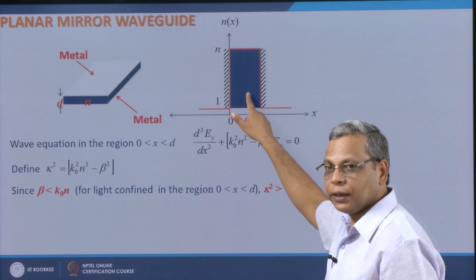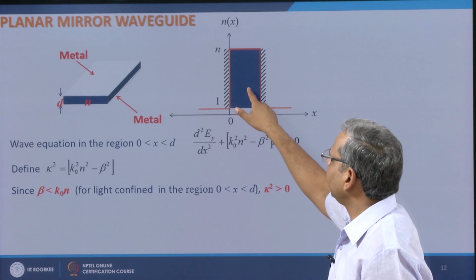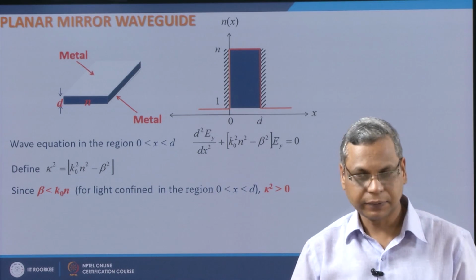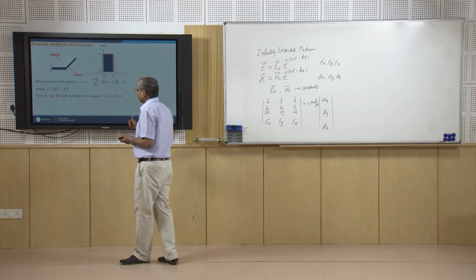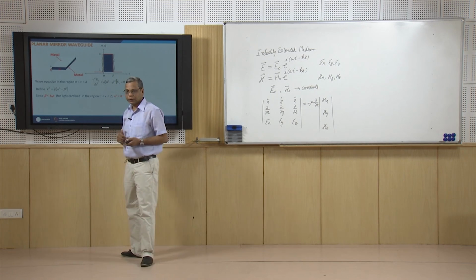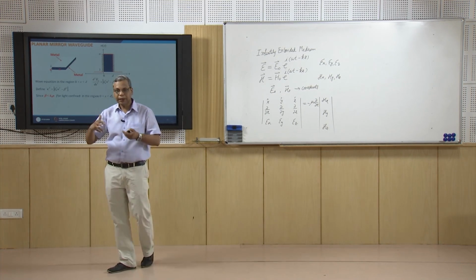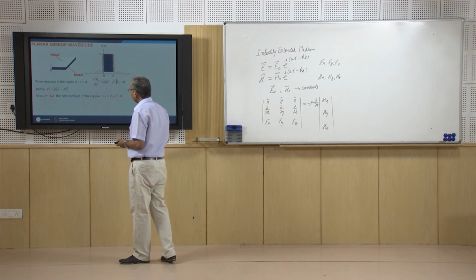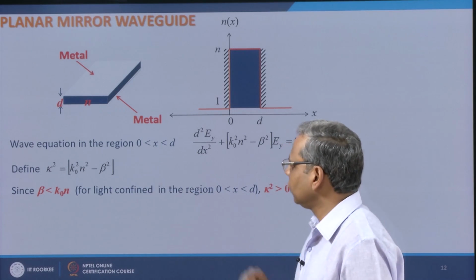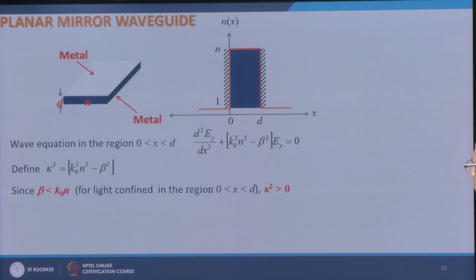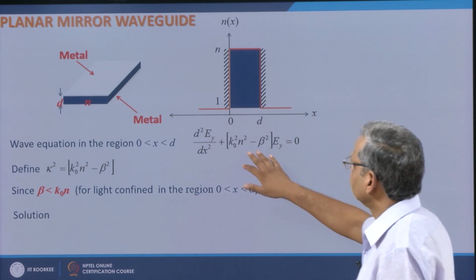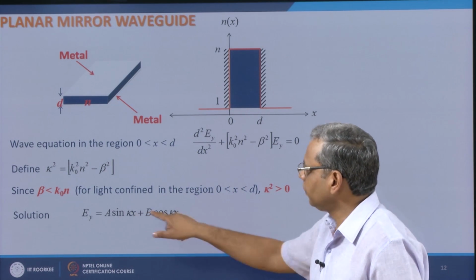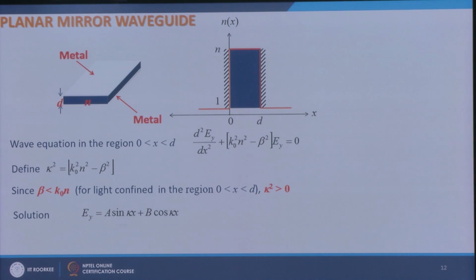Since I know that beta, which is the propagation constant of the wave in this region, has to be less than k naught n, it cannot be greater than k naught n, okay, because propagation constant cannot be greater than the propagation constant of the medium itself, okay, of infinitely extended medium. So, beta is less than k naught n. So, kappa square is always greater than 0, which means that the solution of this equation would be Ey is equal to a sin kappa x plus b cosine kappa x.